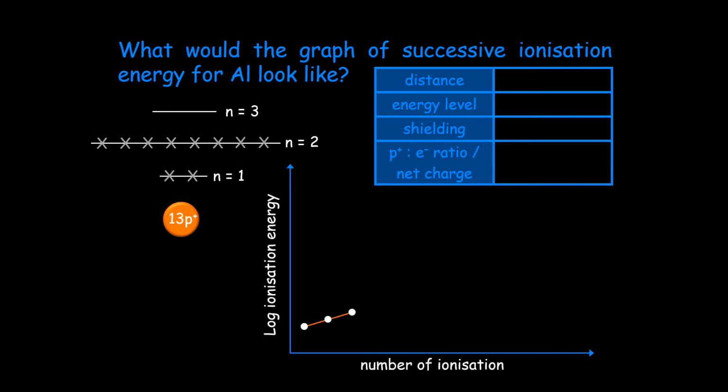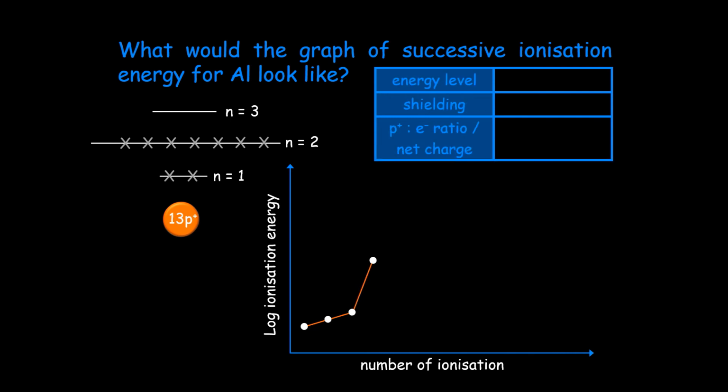Now we're going to take an electron away from principal quantum number 2. So the distance between the nucleus and the outer electrons has decreased. The energy level is lower. The shielding has decreased. Now the proton to electron ratio, or net charge, has increased. So there's going to be a large increase in the electrostatic attraction between the nucleus and the electrons. So we have a large increase in ionization energy.